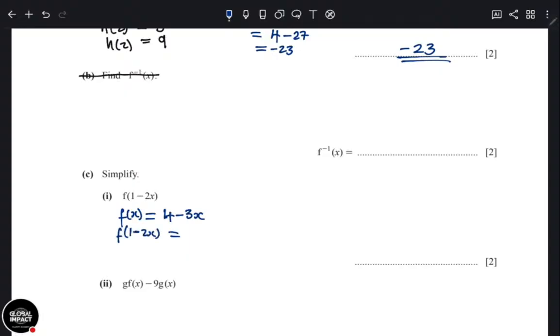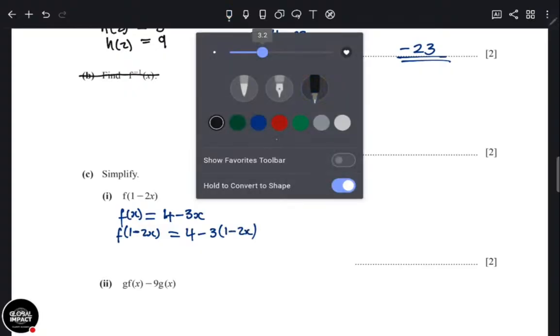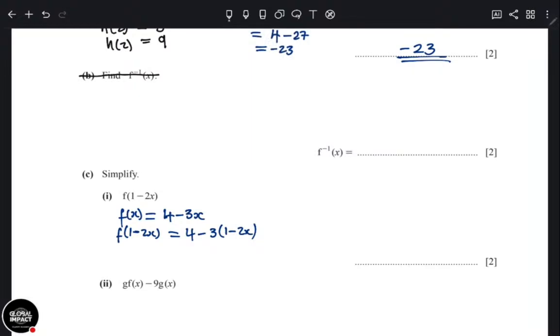means here, wherever we see x, we are removing x and we are putting 1 minus 2x. So it will be 4 minus 3, where there is x, we now put 1 minus 2x. Like this. Okay, that's all we do. You should put what they want. Don't worry about whether it looks reasonable.